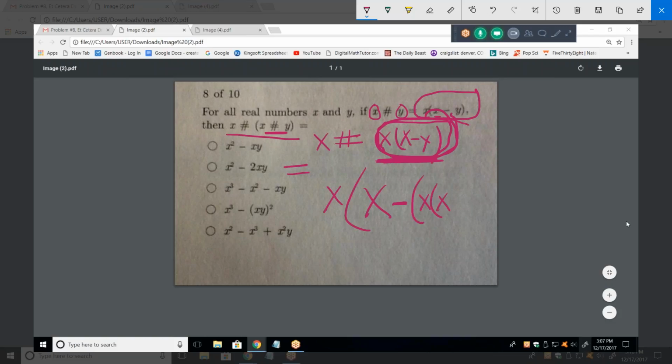Now all we have to do is simplify that. I understand the whole x times x minus y, to substitute for y part. Oh, okay, I see now. You're still using the same formula that's up there? Exactly. Whatever's on the left side of the pound sign goes in for x. Whatever's on the right side goes in for y.